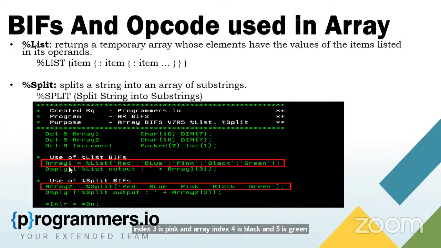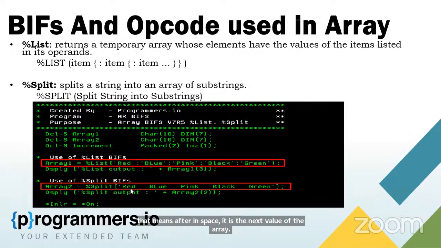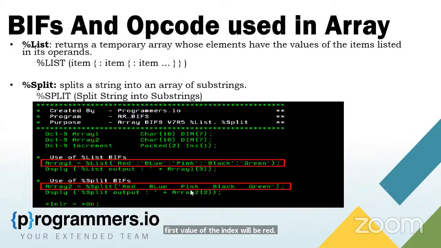So when I'm getting the values using this %LIST, I will be getting the index values 1, 2, 3, 4, 5. And similarly, if you see the %SPLIT, I have declared a string in which the values are separated by a space. That means after a space, it is the next value of the array. So the first value will be red, the second value will be blue, the third value will be pink, the fourth value will be black, and then green.